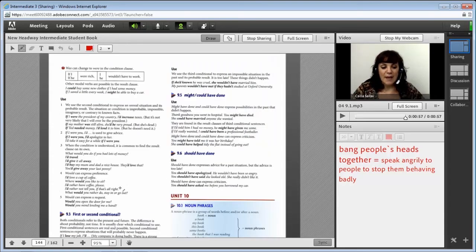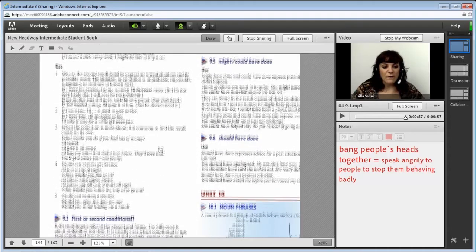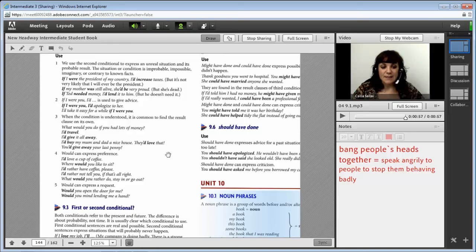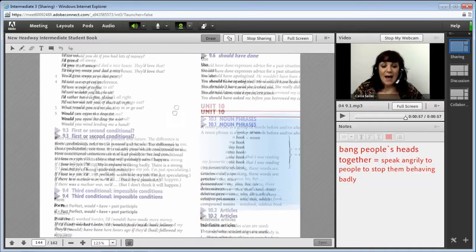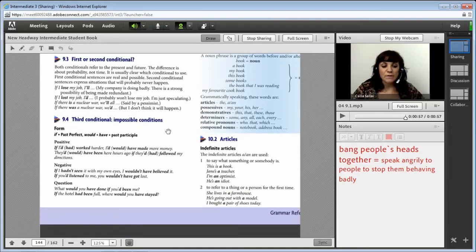And then if you turn to the next page, you can find a lot of example sentences for the second conditional, explanations, revision, comparison between the first or second conditional, and then 9.4, third conditional, impossible conditions. By impossible, we mean it didn't happen. So although we are wondering about what could have happened, might have happened, or would have happened in the past, it still didn't happen. So it's impossible.